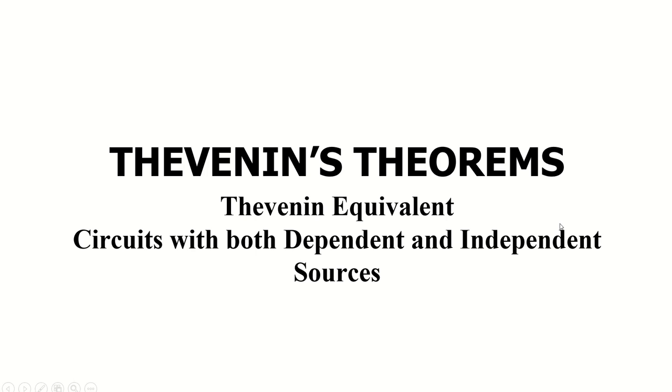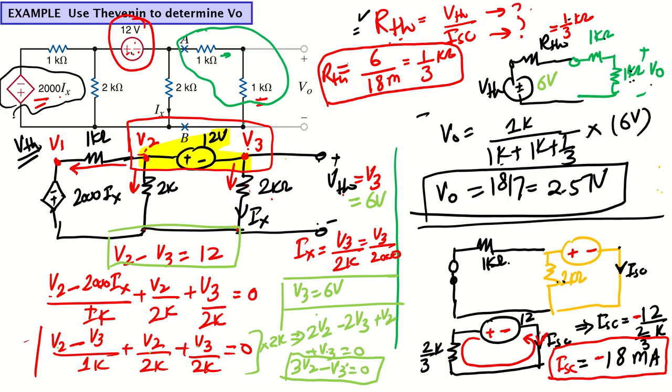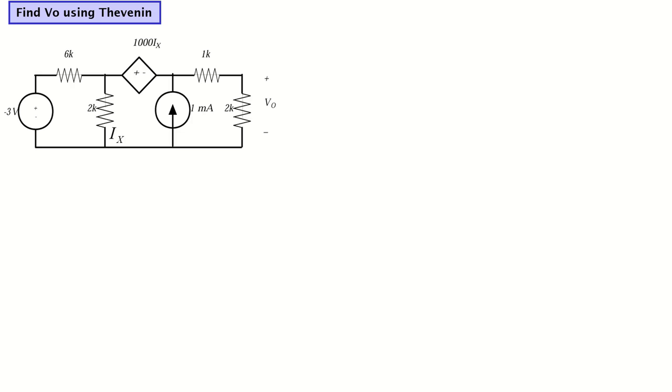Welcome back. We are learning about circuit analysis using the Thevenin theorem, and we are solving examples that contain dependent and independent sources. We did one example in the last video, where we had a dependent voltage source and an independent voltage source, and we found the Thevenin equivalent circuit. So let's solve another example.